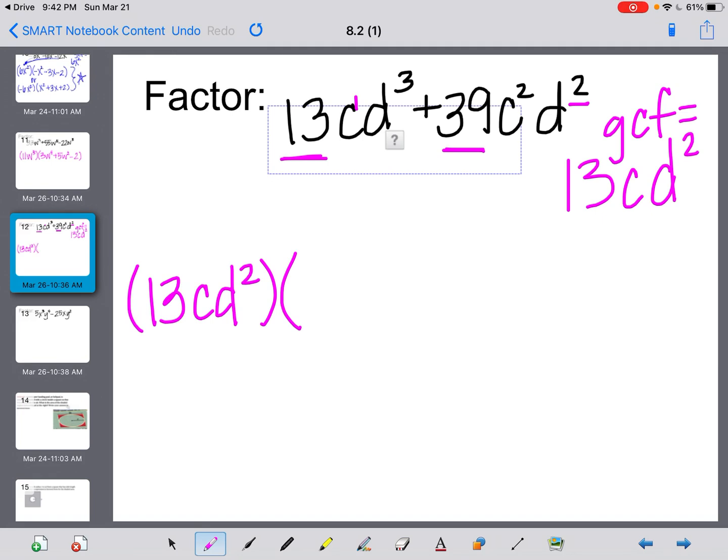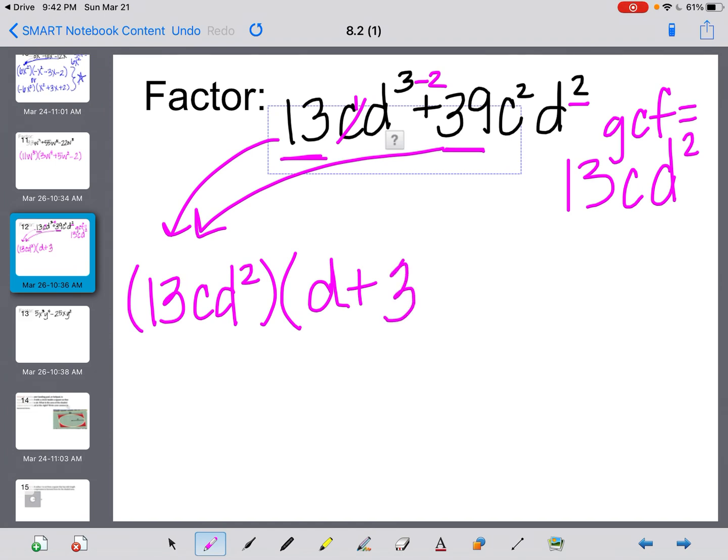On the inside, that leaves me with 13 divided by 13 is 1. C, I took this 1c out already, so all I have left is 1d. Then I have a plus. 39 divided by 13 is 3. I only pulled 1c out, so I have 1c left. And I pulled 2 d's out, so I don't have any d's. That's my final answer.